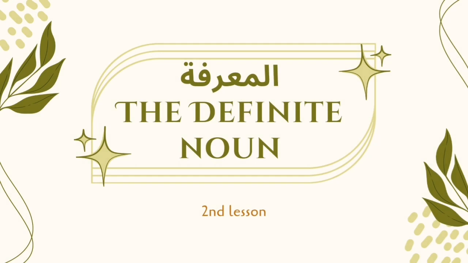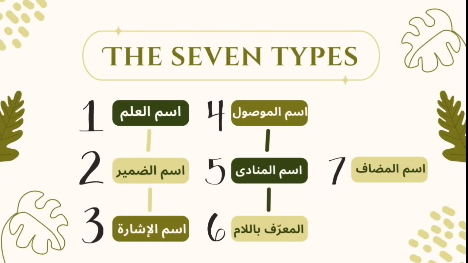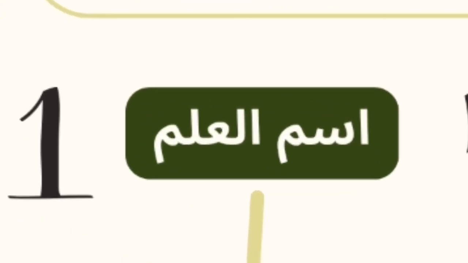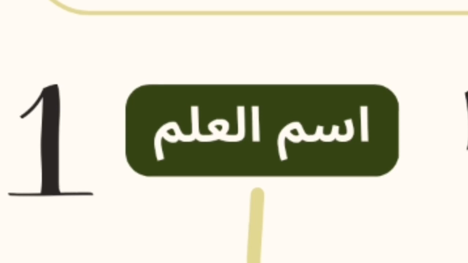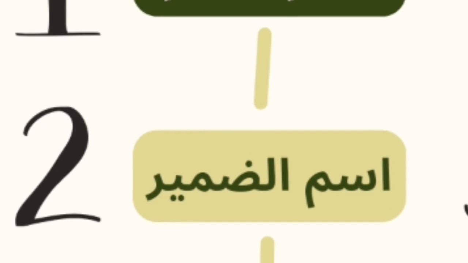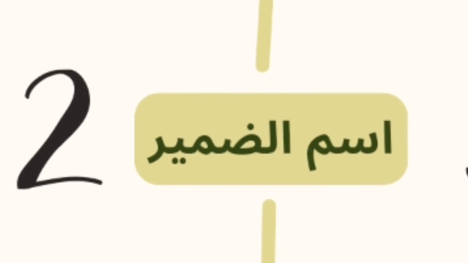المعرفة, the definite noun. We already studied that the ma'rifah is divided into 7, starting with the Ismul Alam. We learned that the Ismul Alam is the proper noun, example Zaid, Makkah. And then we also learned Ismul Dhamir. The Asma'ul Dhama'ir are divided into 2. First is Ad-Dhama'irul Munfasila, example Huwa, Huma, Hum, and Ad-Dhama'irul Muttasila, example Hu, Huma, Hunna.